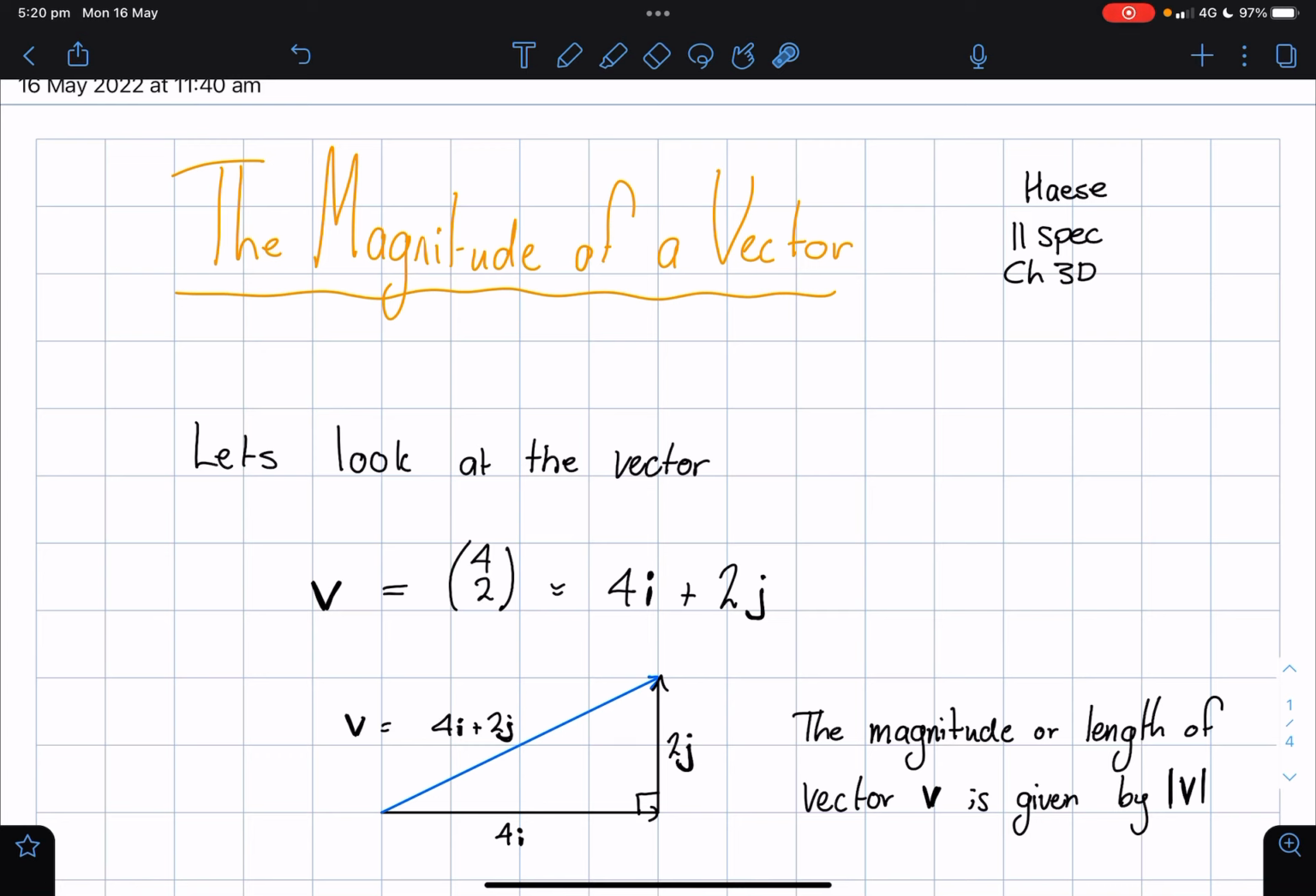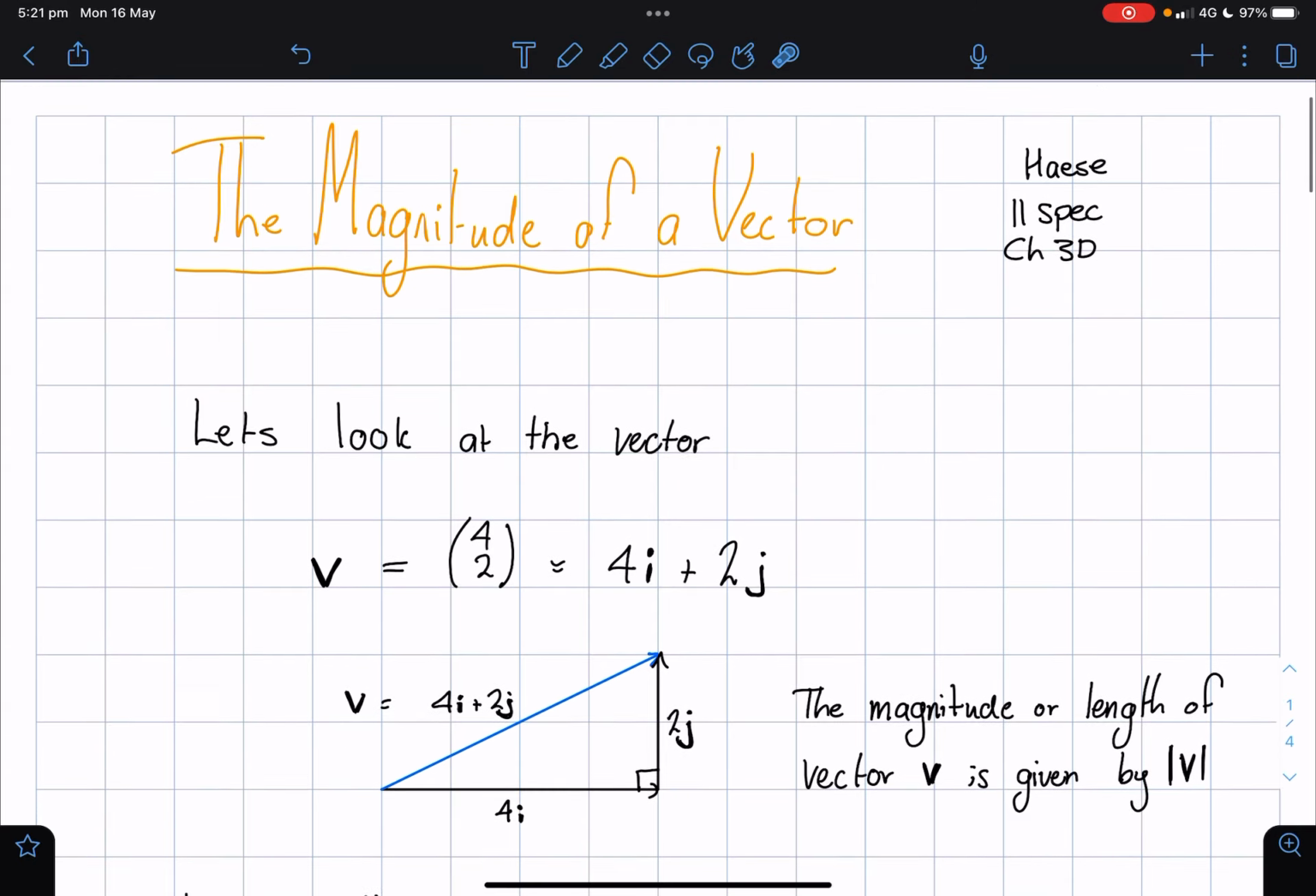So if we've got a vector v, which is in component form (4, 2), and in unit vector form 4i plus 2j. Geometrically adding them together is something we are all over. The magnitude or length of vector v is given by modulus v, so mod v, that is how that is read.